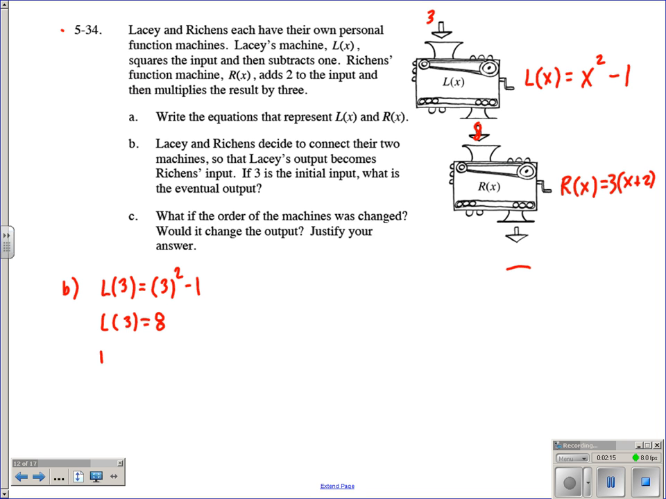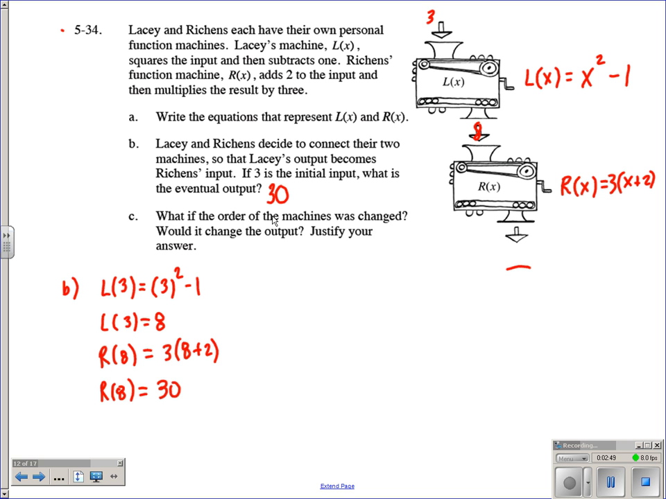So we're going to do the function r of 8 should equal, well, let's take it and plug it in. 3 times 8 plus 2. 8 plus 2 is 10. 10 times 3 is going to be 30. So the original value we plugged in was 3. The final output we got there would have been 30. So it says, what is the eventual output? We would say 30.